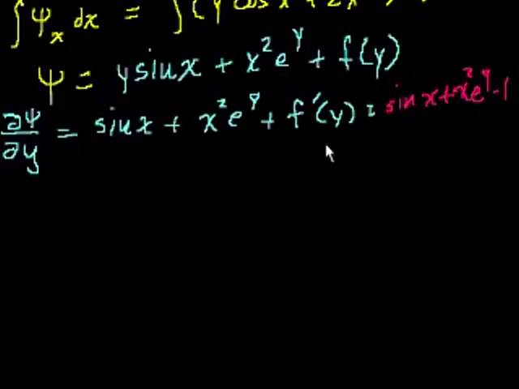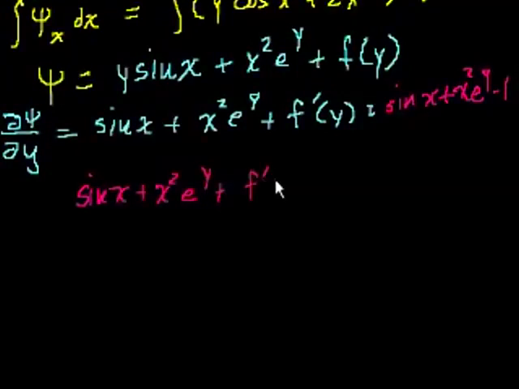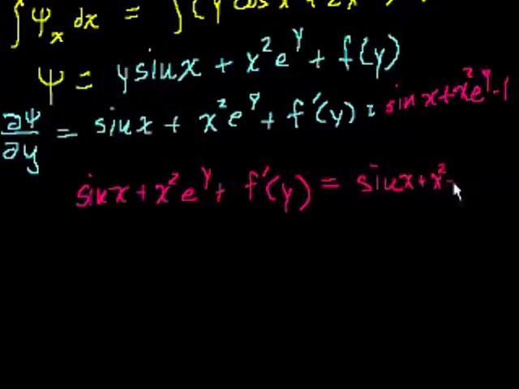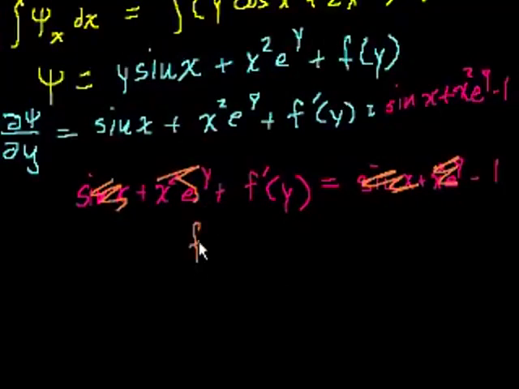And now we can solve for f prime of y. So let's see. We get sine of x plus x squared e to the y plus f prime of y is equal to sine of x plus x squared e to the y minus 1. So we can delete sine of x from both sides. We can delete x squared e to the y from both sides. And then what are we left with? We're left with f prime of y is equal to 1.